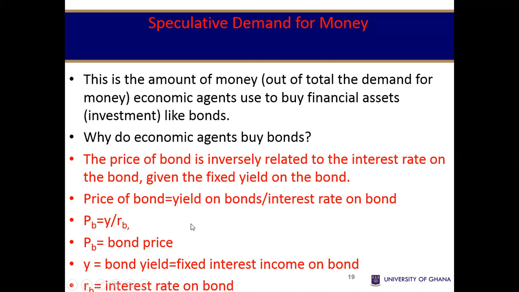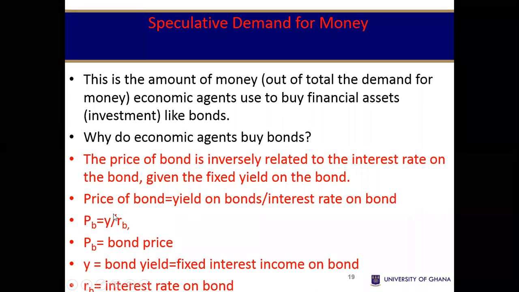When you are going to buy a bond, the return that you get on the bond, we call it the yield on the bond. The yield is equal to the price of the bond times the level of interest rate. If you make the price of the bond the subject of the formula, then we can see that the price of the bond is negatively related to the interest rate. So when the interest rate is high, the price of the bond is low. When the interest rate is low, the price of the bond is high.